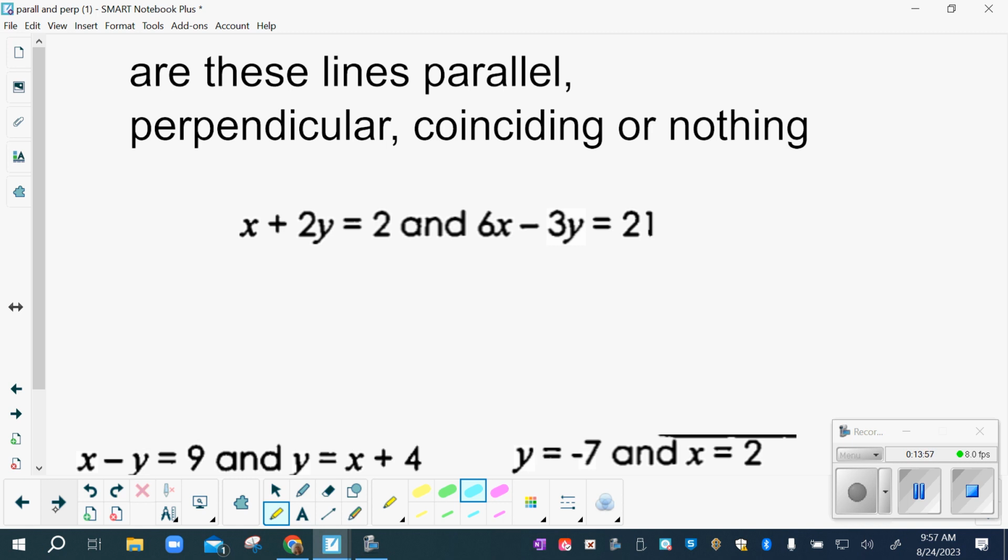So here's what I want you to do. I got 2, you gotta find the slope of both of them and compare them, right? So find the slope and take a look at them.